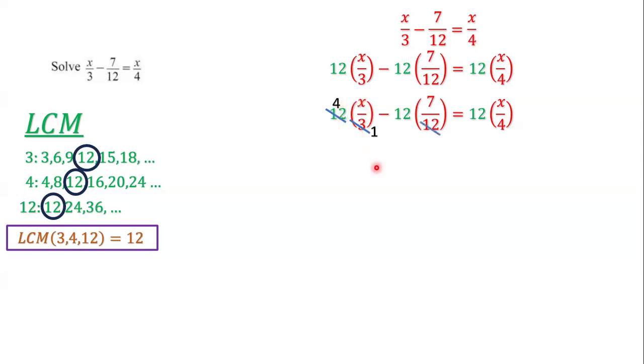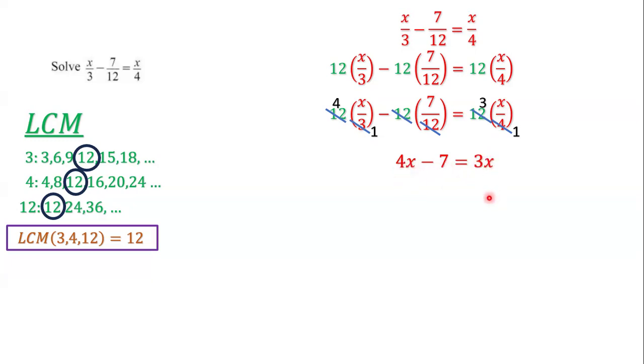Then this 12 cancels over this 12. And we also have 4 goes into itself one time, right? And 4 goes into 12 3 times. And so what we end up having left over is 4 times x, which is 4x. And we have negative 7 left right there. And we have 3 times x, and 3 times x is definitely 3x. And so now we have a linear equation where we don't have those three numbers at the bottom.